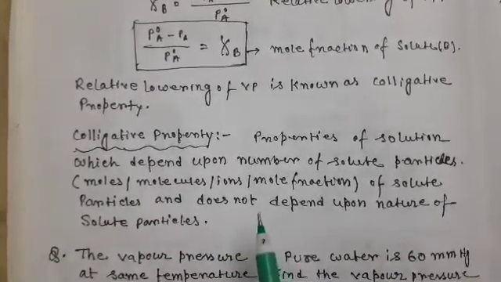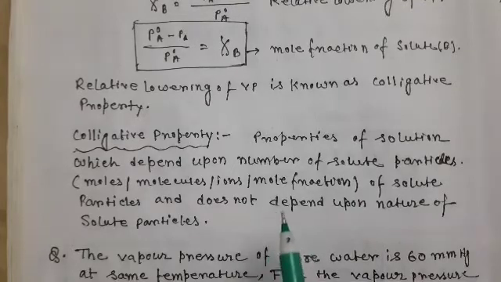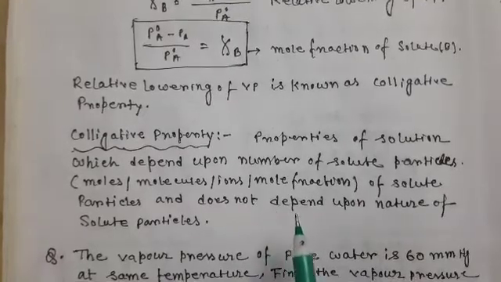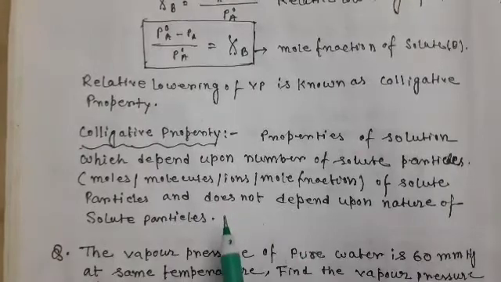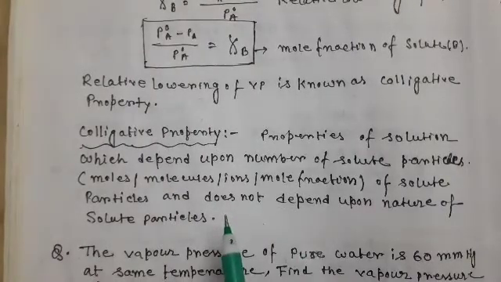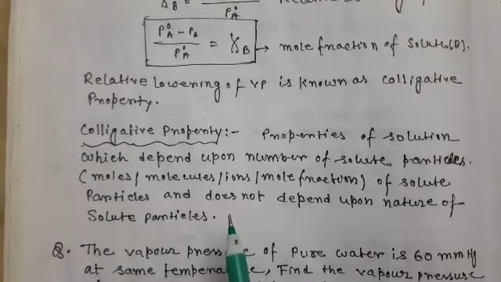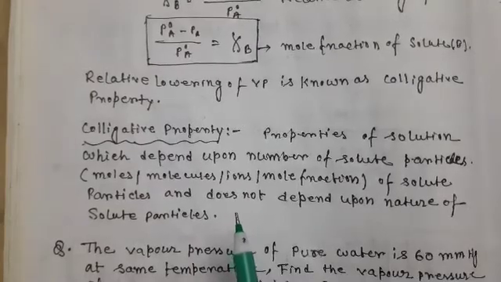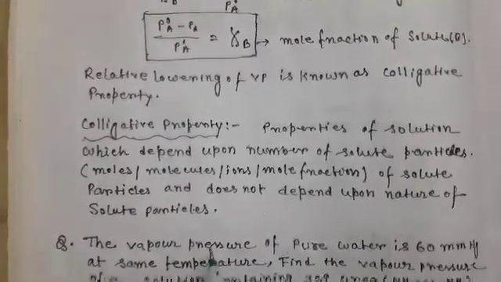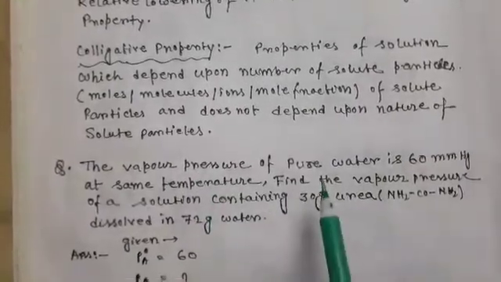That means the colligative properties only depend on the number of solute particles, not on the nature of the solute particles. So a 1 mole sugar solution and a 1 mole urea solution have the same colligative properties, because they do not depend upon the nature of the solute. Now students, we solve a numerical problem.